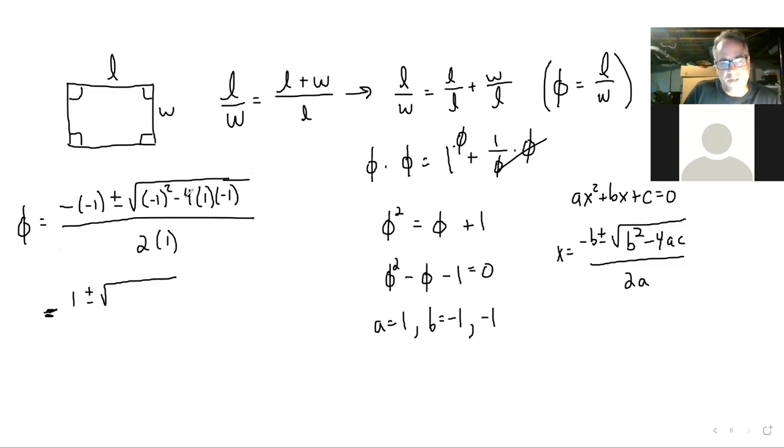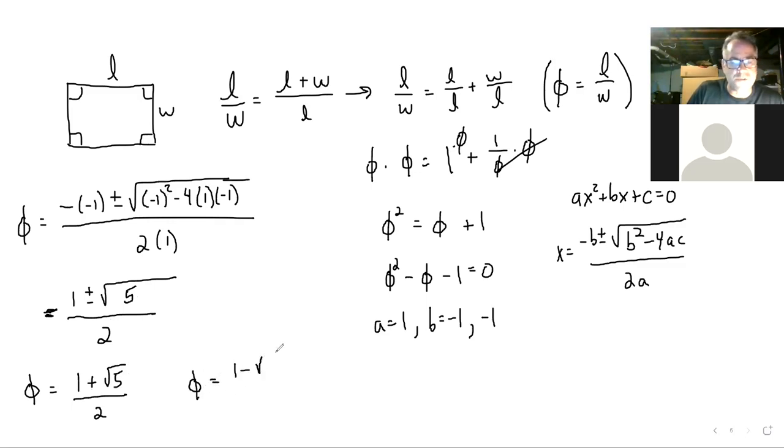Now, inside here, if I just do the arithmetic, -1 squared is 1. Here, I've got a negative times a negative. That's double negation, so it turns to addition. This just turns into 1 plus 4, which is 5, all over 2 times 1, which is 2. So I get two answers here. I either have phi is 1 plus the square root of 5 all over 2, which is what we called the golden ratio. Then there's also phi equals 1 minus the square root of 5 all over 2.